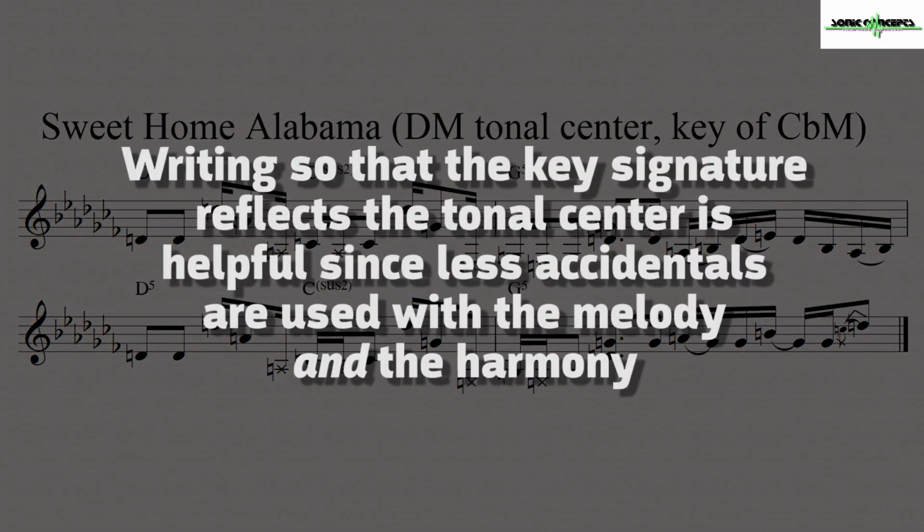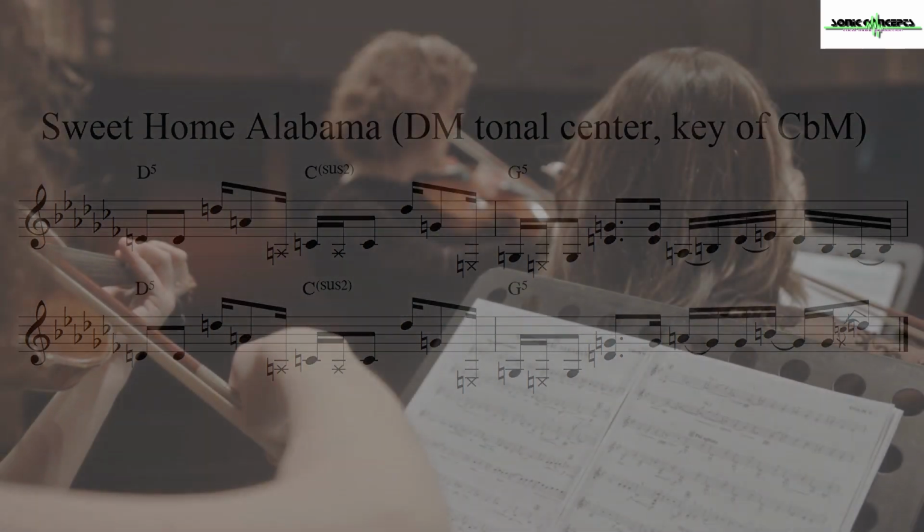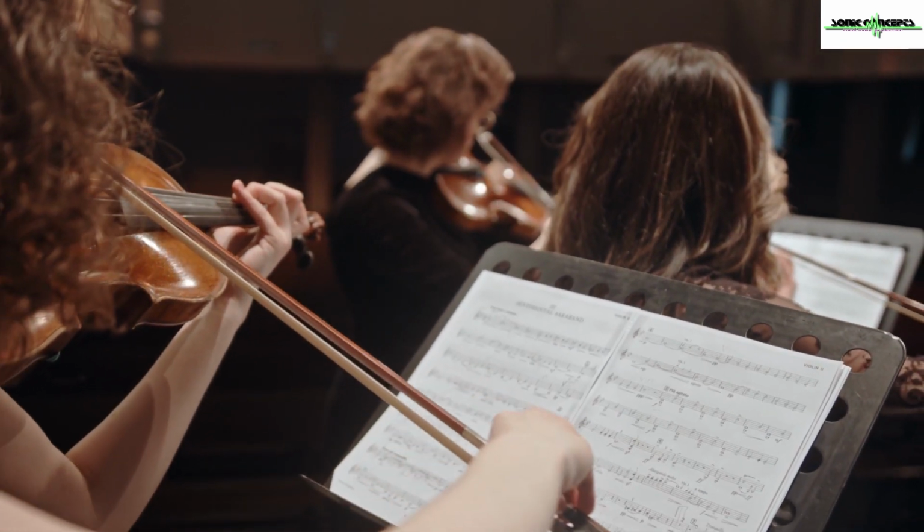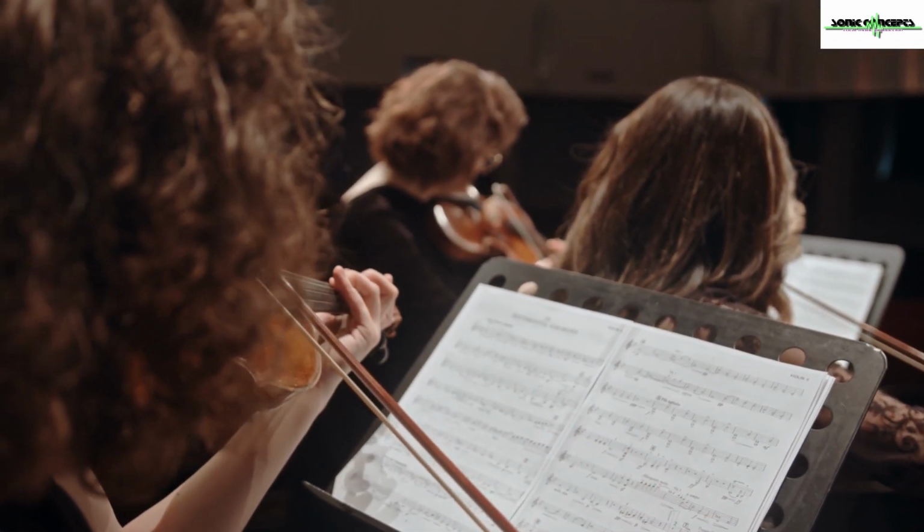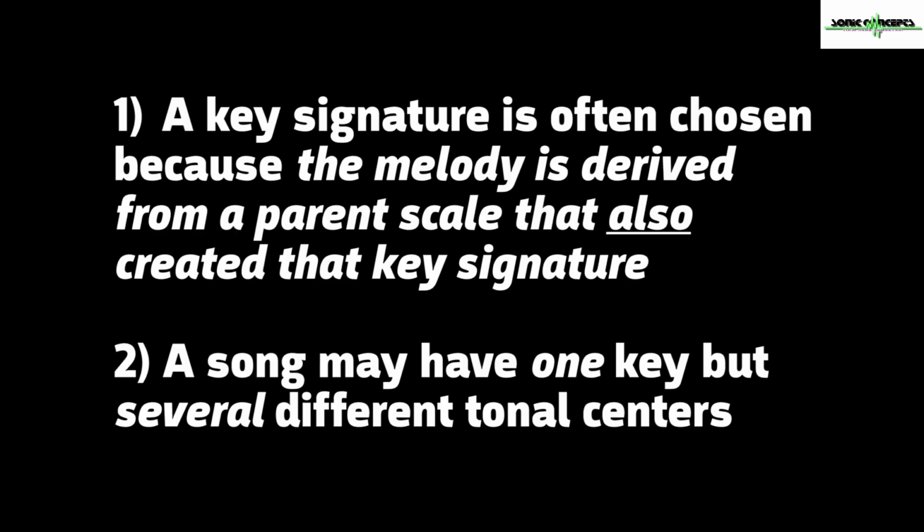Writing so that the key signature reflects the tonal center is helpful since fewer accidentals are used with the melody and the harmony. It can also prepare a musician for the tonal center he or she will be sight reading or improvising in, but these are not hard and fast rules. The second reason key signatures are not always written to reflect the tonal center is that a particular song may have one key but several different tonal centers.